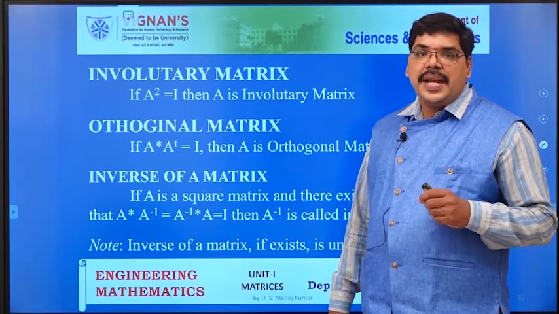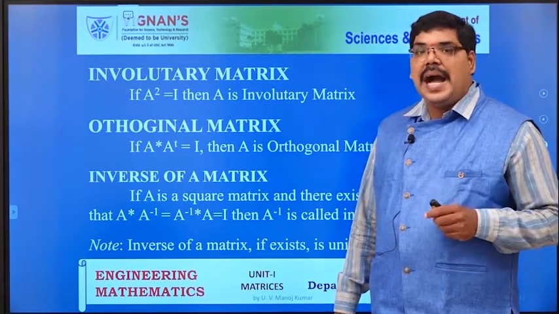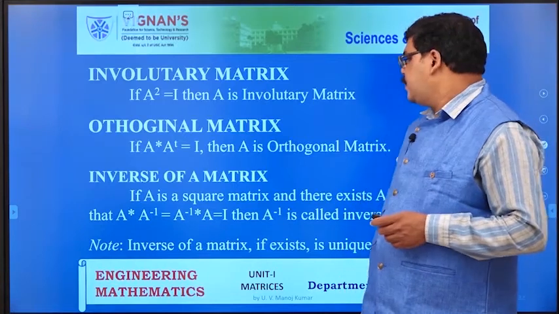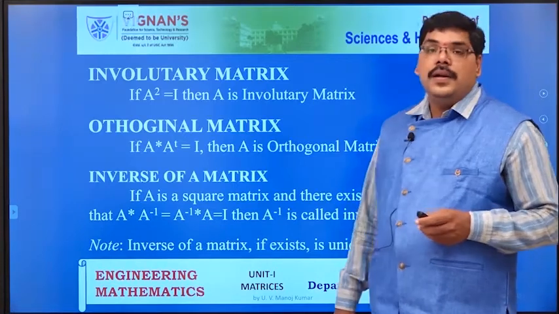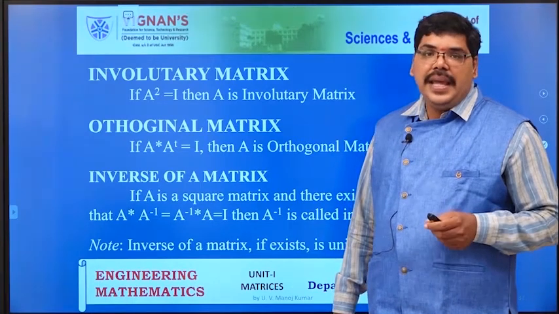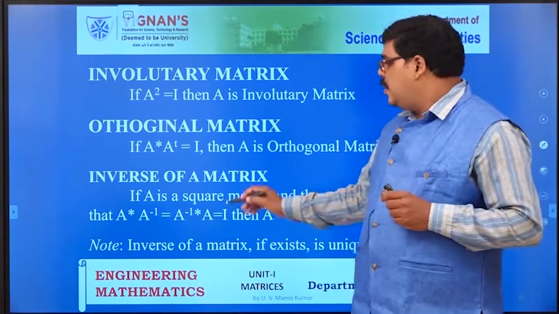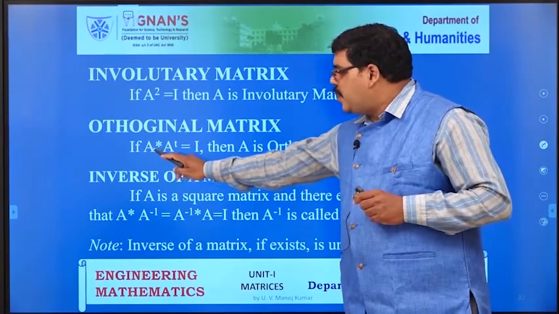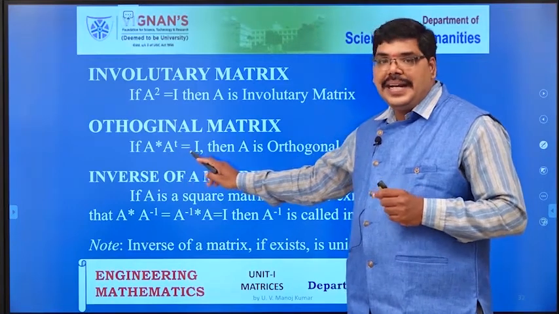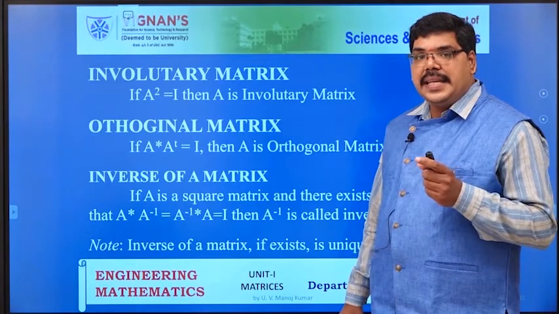Involutory matrix. A matrix is said to be involutory matrix if A square equals identity matrix. Orthogonal matrix. A matrix is said to be orthogonal if A into A transpose equals identity. What do you mean by this? If you multiply A with A transpose, you are getting identity matrix. That means A transpose is same as A inverse.